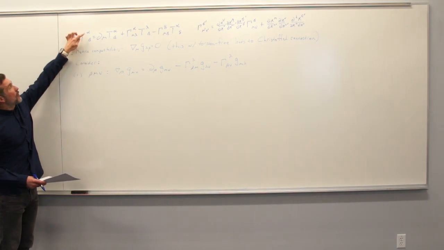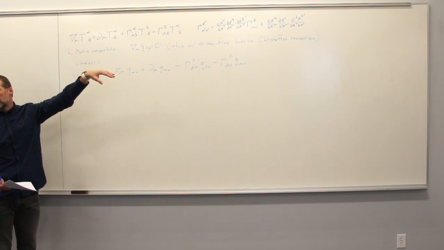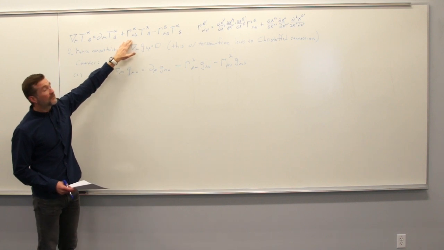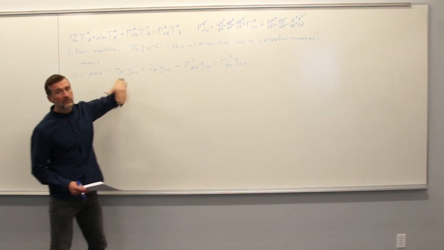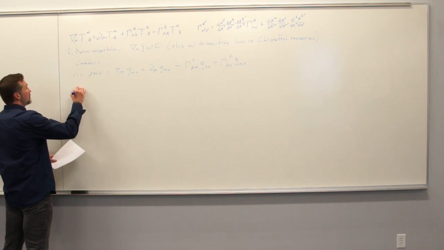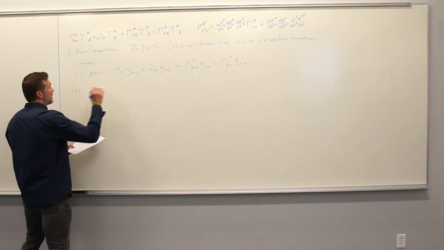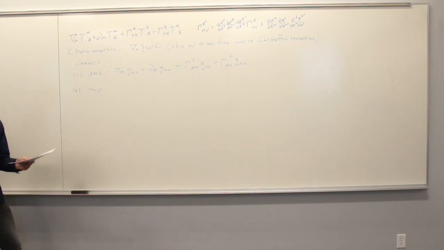Remember, this is written for one upper and one lower, but you can generalize this to as many upper and as many lower as you need. You just keep adding these for all the vector indices and these for all the dual vector indices. Okay, so iteration number two is going to be in the mu, nu, rho order. So I'm going to stop talking and just write.